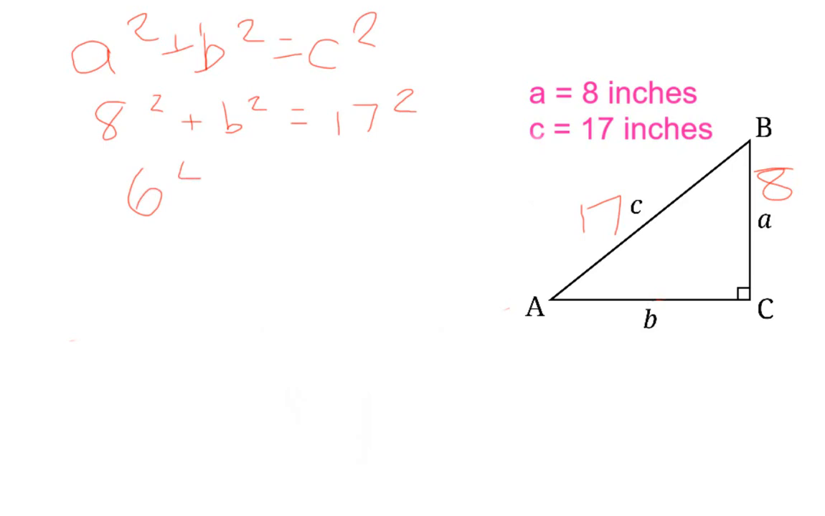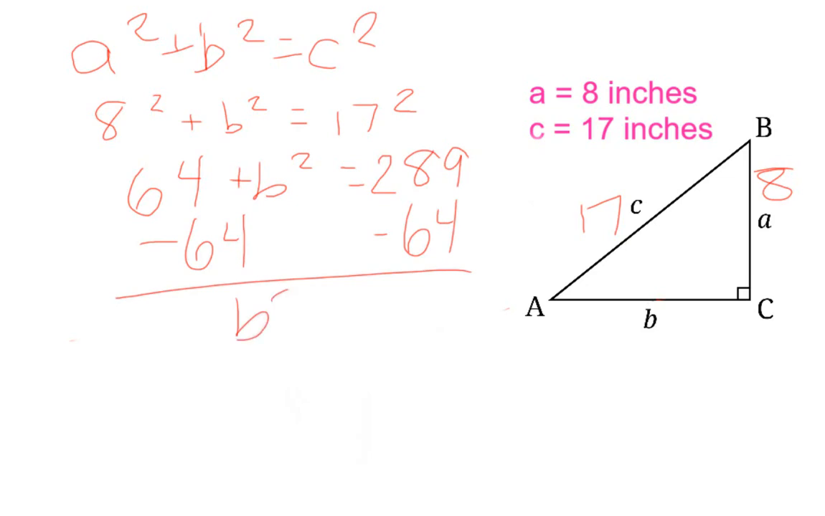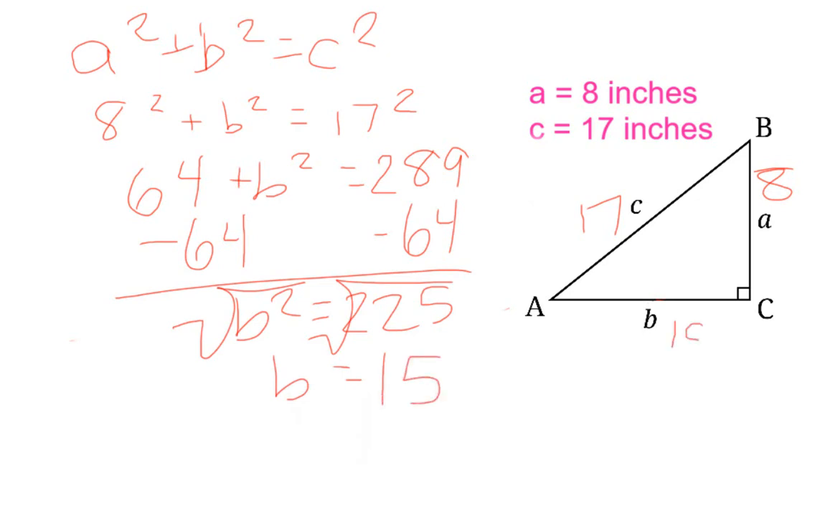8 squared is 64 plus B squared, and 17 squared is 289. Solving the equation, to both sides, we subtract 64, and we will get B squared is equal to 225. To get rid of B squared, we have to square root each side, and B is equal to 15. So 15 inches is our answer.